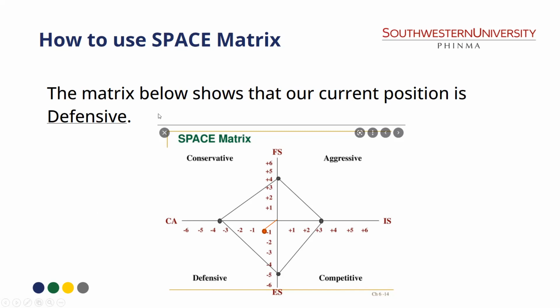The matrix below shows that our current position is defensive. So nag-skew tayo dito sa defensive side. Ito yung position ng organization natin. So kanina, itong points na ito, nakita natin nasaang side tayo ng matrix. Where are we skewed? So from the shape alone, nakita natin that we are skewed on the conservative side more than the other side. Then mas lower tayo on the competitive side rather than on the aggressive and conservative side. So yung red dot natin ang magsasabi kung nasaan na talaga tayo, which is we are on the defensive side.